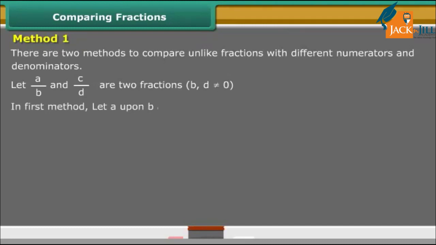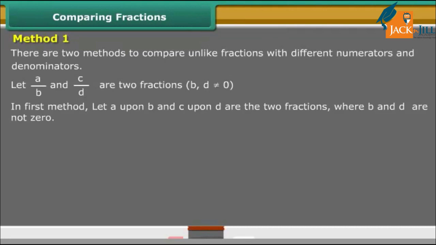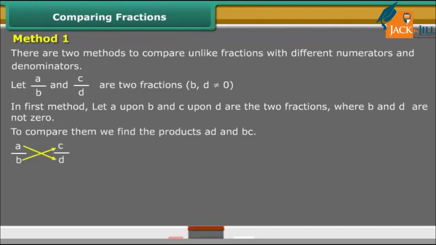Method 1. There are two methods to compare unlike fractions with different numerators and denominators. Let A/B and C/D be the two fractions where B and D are not equal to 0. In the first method, to compare them, we find the products AD and BC.